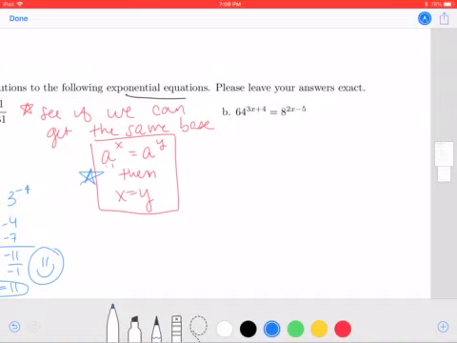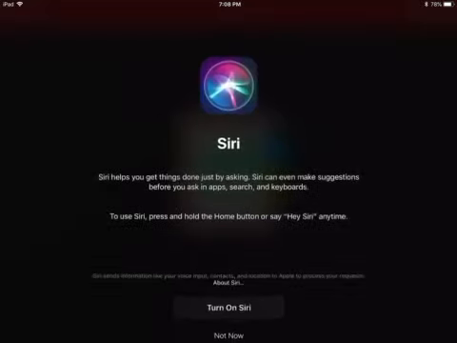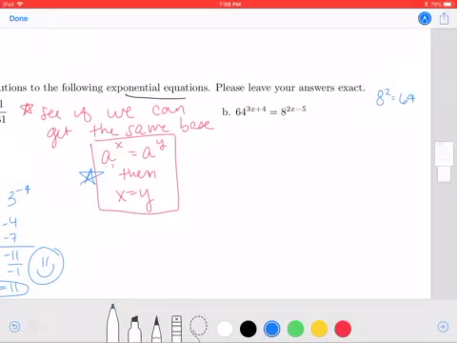64 can be rewritten as 8 squared, right? 8 squared is equal to 64. So instead of 64, I'm going to write it as 8 squared. That exponent of 3x plus 4 stays the same, and the right side of the equation stays the same.